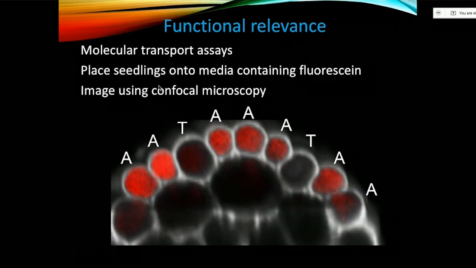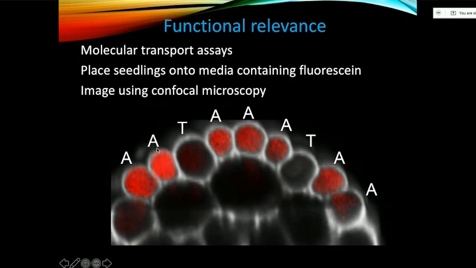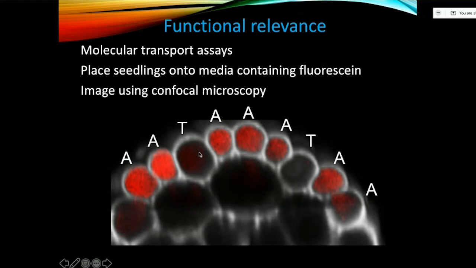And this is a cross-section of what we saw. So in white is the stain of the cell wall, and in red, these are the fluorescein molecules being transported. And what we can see is that the non-hair cells, which are labeled with A, have more of the fluorescein inside of them than the hair cells, which are labeled T. So these hair cells, which have more neighbors, have less of the molecule being transported from the root up to the shoot than the non-hair cells.